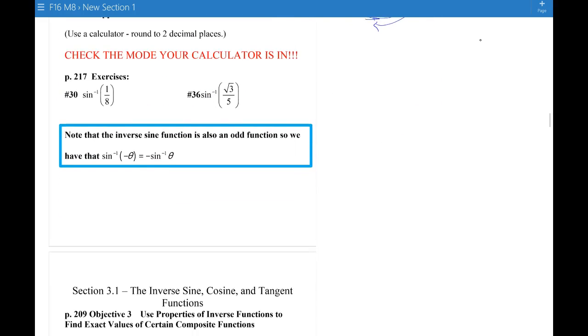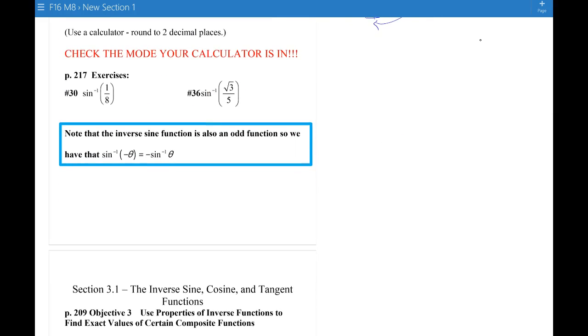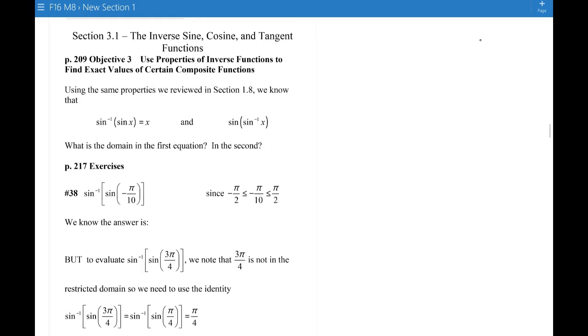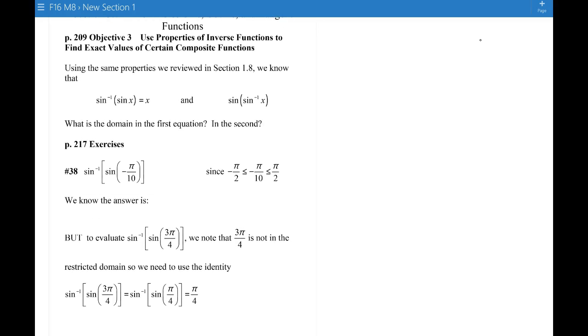Okay, so then we'll use our calculator in class to work together on this, and you have to make sure your calculator's in the correct mode. And do note that the inverse sine function is an odd function, so if somebody asks you to find the inverse sine of a negative angle, you could just bring the negative out in the front and do the inverse sine of the positive angle. So we'll work on those together in class. And then you're going to use the properties of an inverse function to find exact values of composite functions, and I'm going to do that in a separate video.